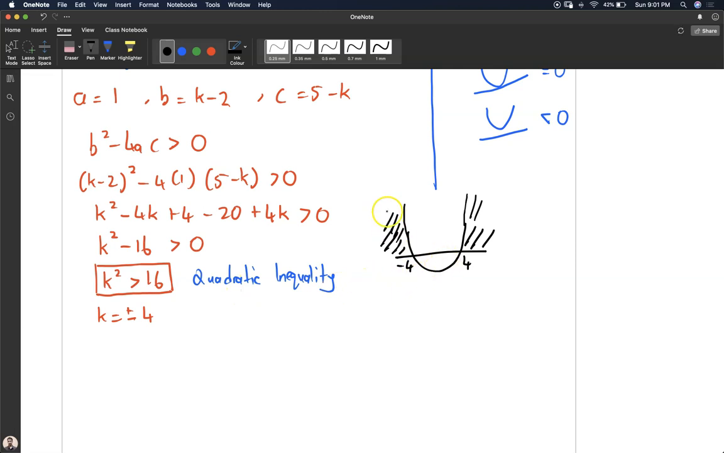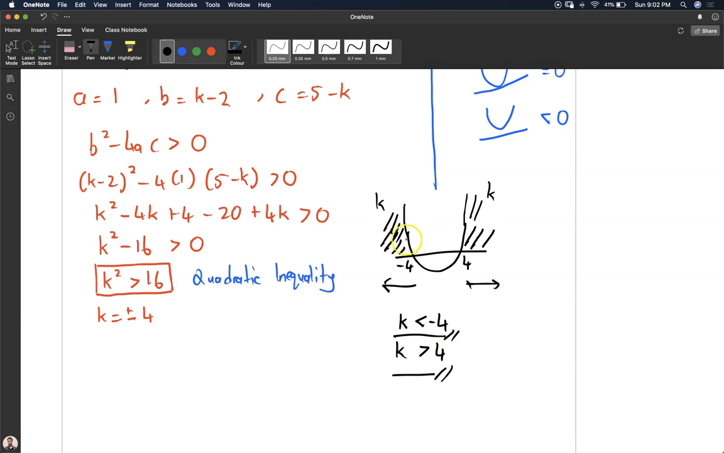How do we then write it? So the shaded region is where k is. So k is here, k is here. So on this side, from here to here, this is k less than negative 4. Whereas from here to here, k is more than 4. So you have 2 different range of values for k. Alright, so these 2 are your answers.